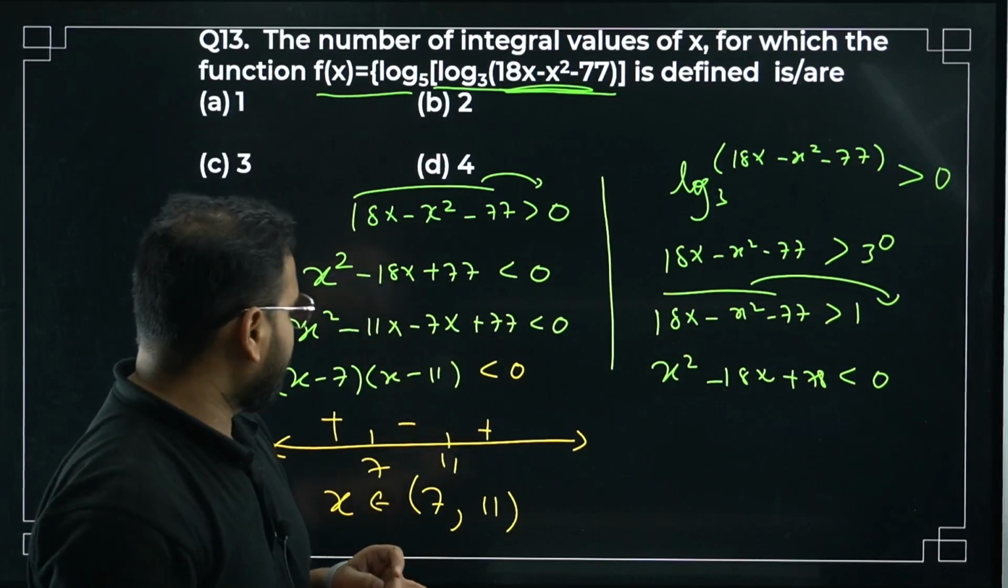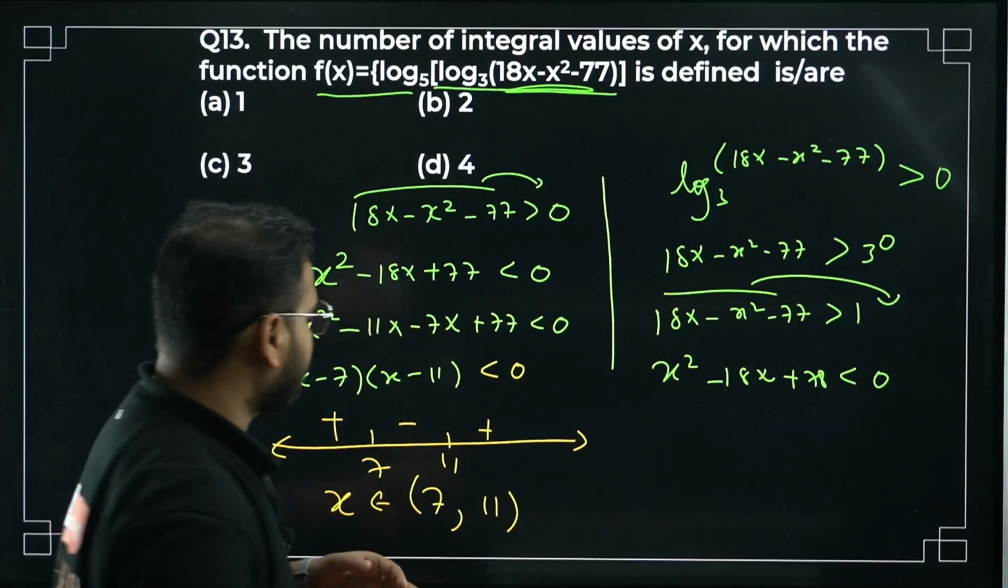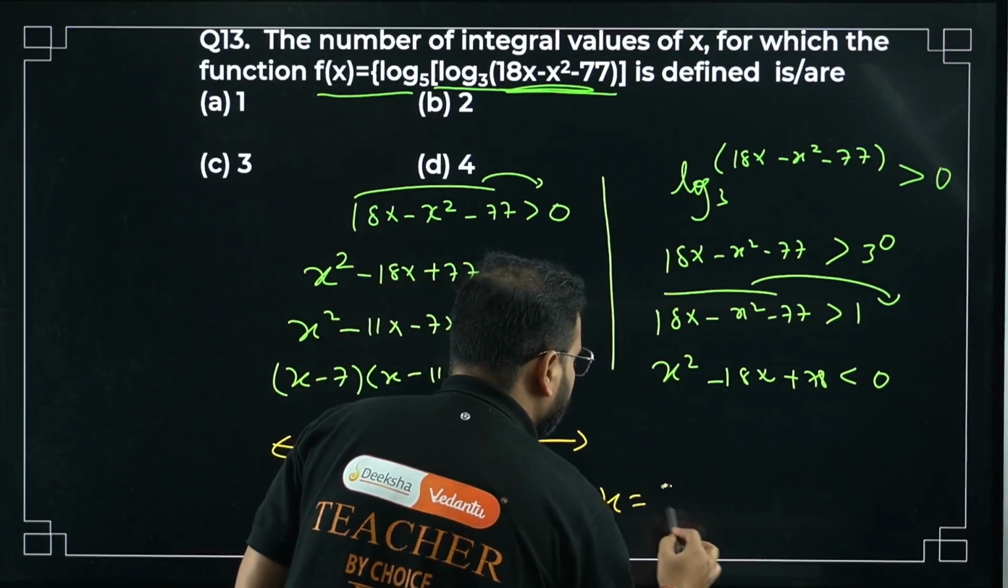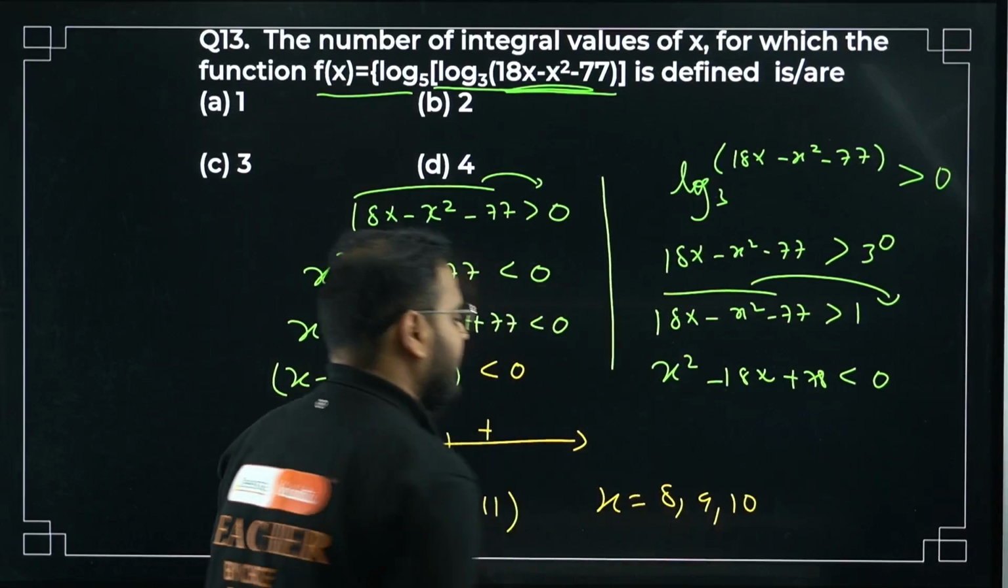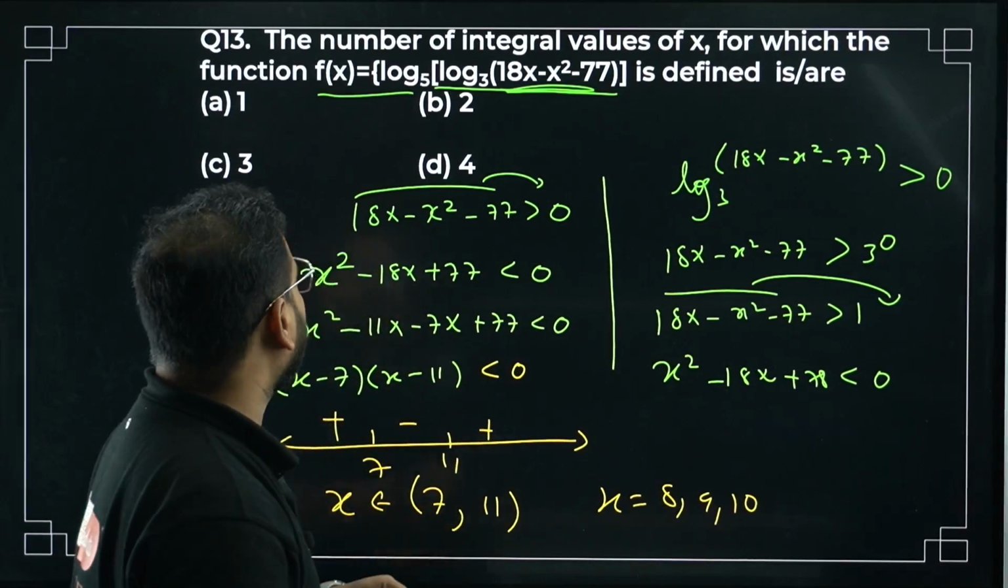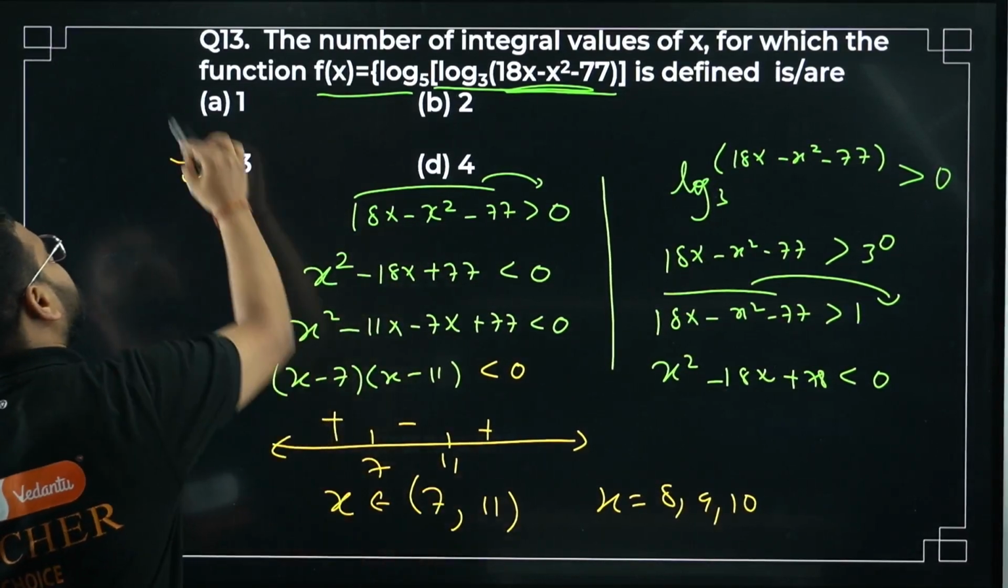Okay. We have 8, 9, 10. Only 3, right? We have answer as x equals to 8, 9 and 10. Only 3 integers of x, okay? So answer will be, bacha, will be C.